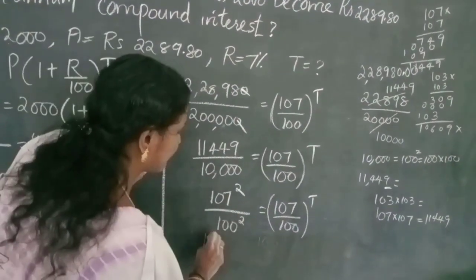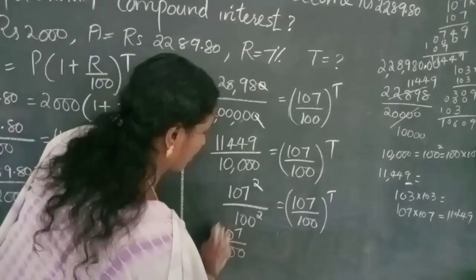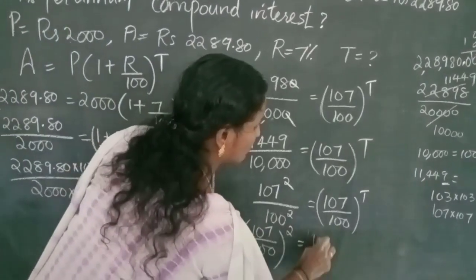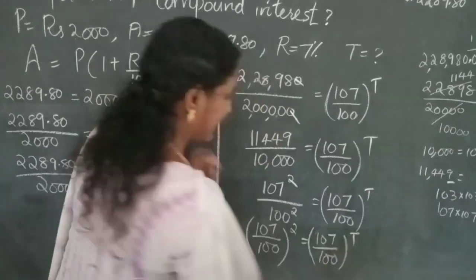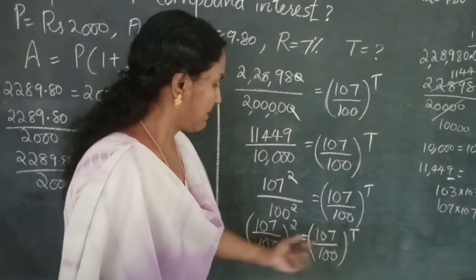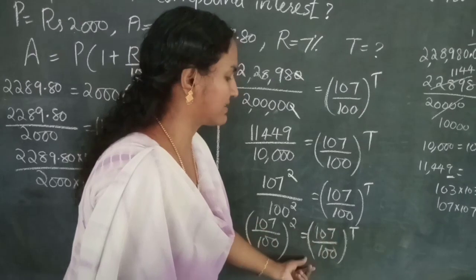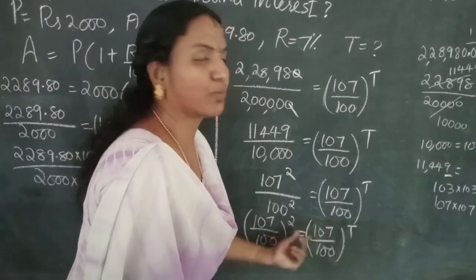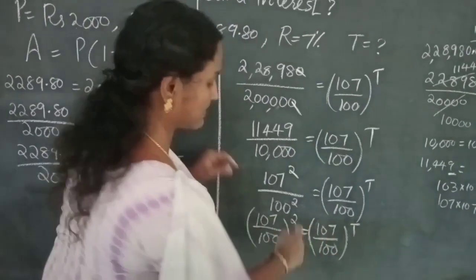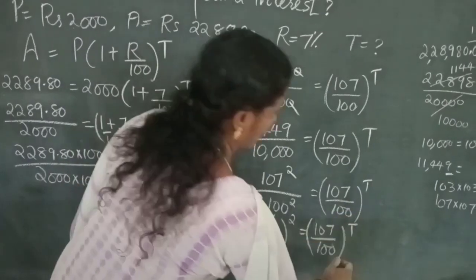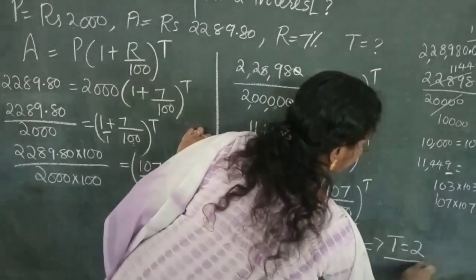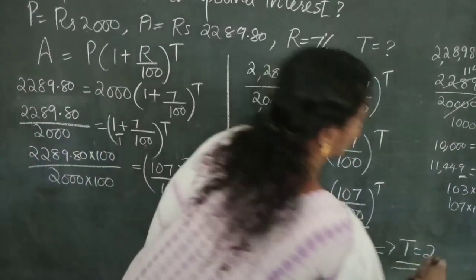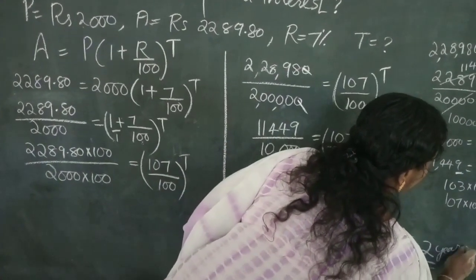This can be written as (107 by 100) the whole square is equal to (107 by 100) the whole raised to t. Here the bases are same, 107 by 100, 107 by 100. So automatically the powers will be same. So 2 is equal to t, which implies t is equal to 2. The time here is equal to 2. So 2 years.